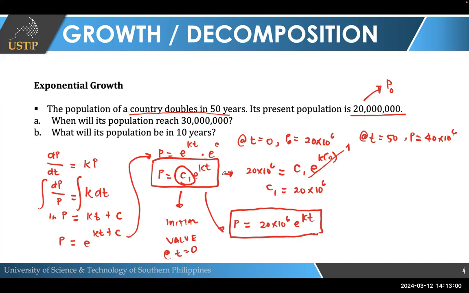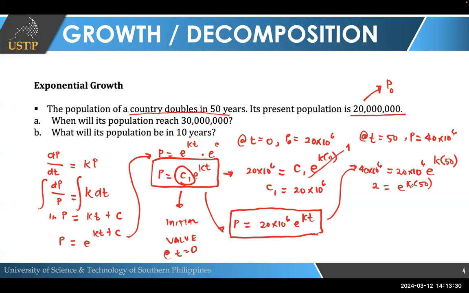Alright, so let's substitute, class, into our equation here. So we'll have 40 times 10 to the 6 equals 20 times 10 to the 6 e raised to k, which is unknown, times t, and this t is 50 years. Okay? So we'll divide the left side by 20, so we will have 2 equals e to the 50k. Alright.